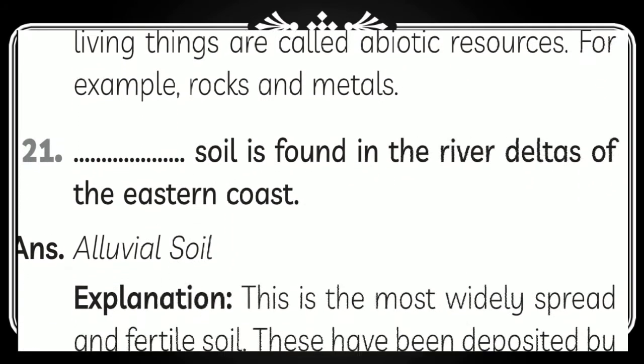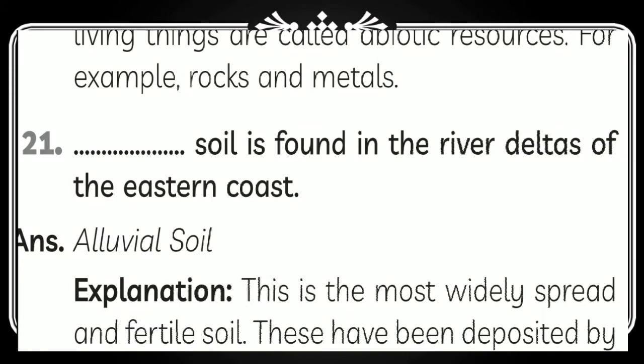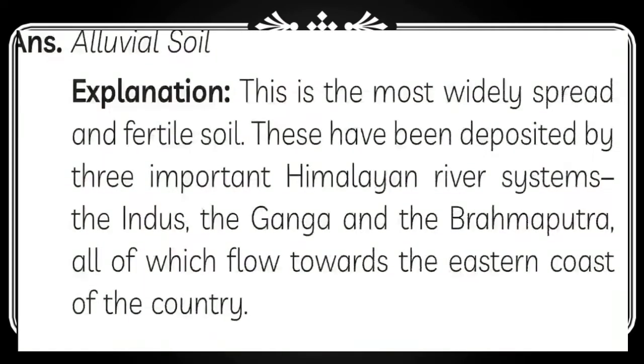Now the next question is dash soil is found in the river deltas of eastern coast, and your answer will be alluvial soil. This is the most widely spread and fertile soil. These have been deposited by three important Himalayan rivers, the Ganga, Indus and Brahmaputra, all of which flow towards the eastern coast of the country.